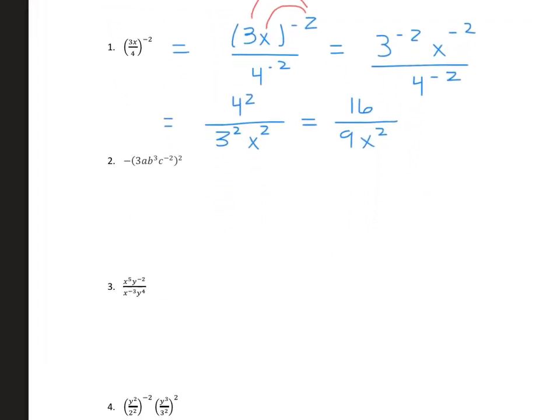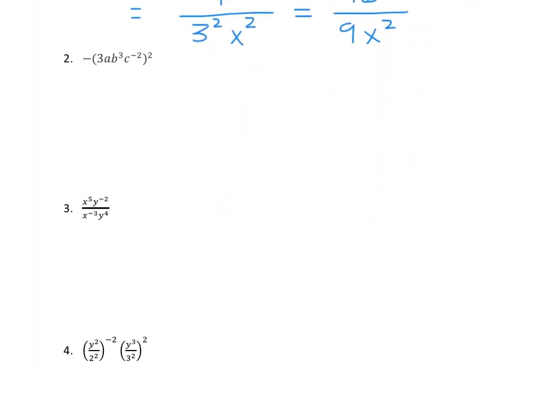Let's look at number 2. Here we've got a product inside the parentheses, and we want to apply the exponent to each of those things that are multiplied together in the parentheses. Notice that the negative sign is not in the parentheses, so that stays out in front, and we're not going to apply the exponent to the negative. We apply it to the 3, we apply it to the a, we apply it to the b cubed in parentheses, we apply it to the c to the -2.